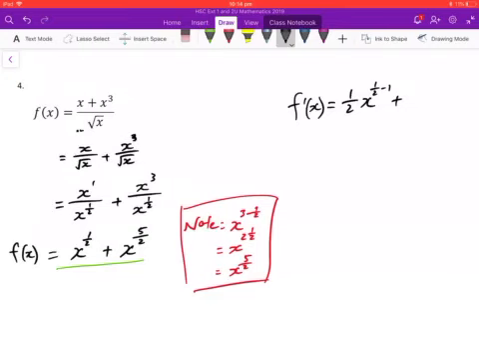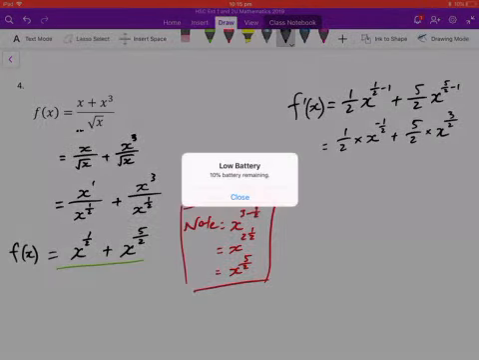Plus x to the power of 5 on 2. You bring the 5 on 2 down: x to the power of 5 on 2 minus 1. Now what's this? Half times x to the negative a half, plus 5 on 2 times x to the power of 3 on 2. That's 5 on 2 minus 1. Let me rewrite that just quickly.